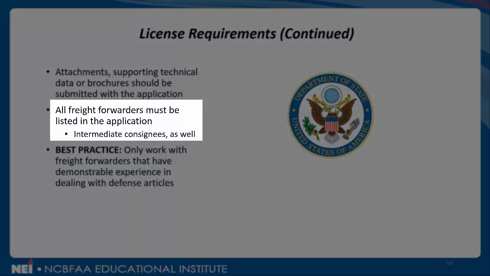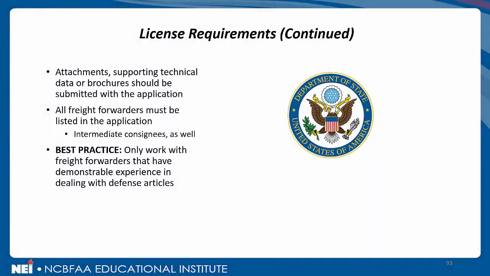Freight forwarders play a vital role in the permanent export, temporary export, or even temporary import of defense articles. So DDTC wants to know not only who the seller is, who the buyer is overseas, but freight forwarders that are involved, they're going to be physically handling the merchandise. So DDTC wants to know who they are, as well as any intermediate consignees.